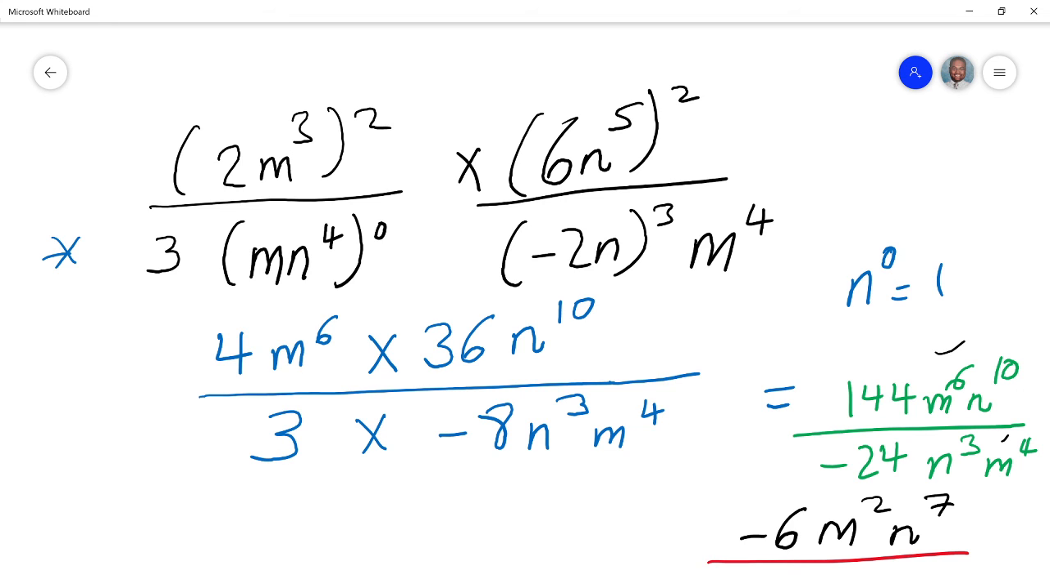4 times 36 is 144, m to the power 6, n to the power 10, divided by 3 times negative 8, which is negative 24, n to the power 3 and m to the power 4. We know very well that 144 divided by 24 is 6. And so what you do is you put negative 6 there, and that's m to the power 2 and n to the power 7. So that's how you work through these complex index law questions.